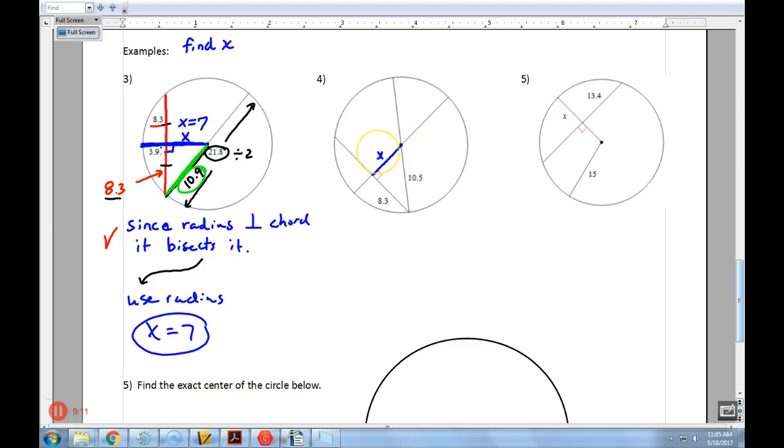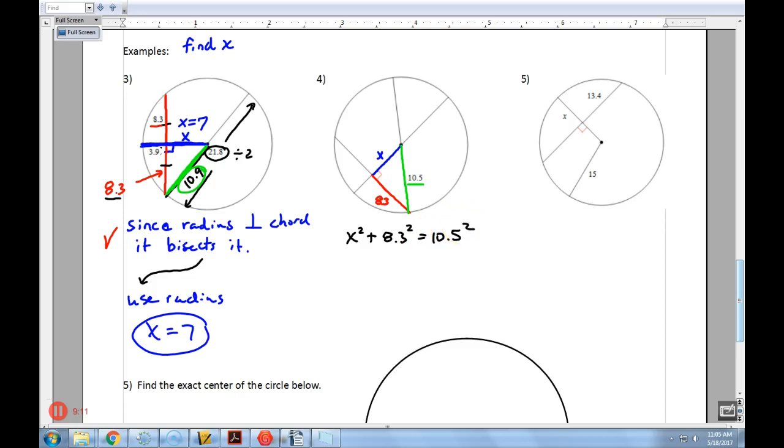That's the piece I need. I have 8.3, and I also have the hypotenuse, which is 10.5. So I think I can just start off, get my equation going here. Legs squared plus legs squared equals hypotenuse squared.